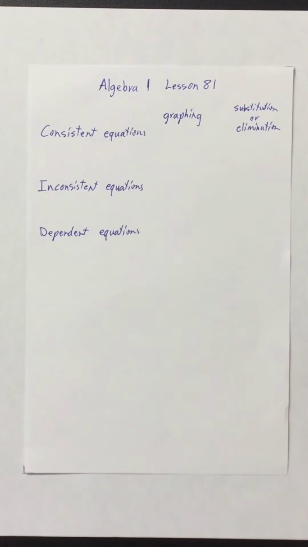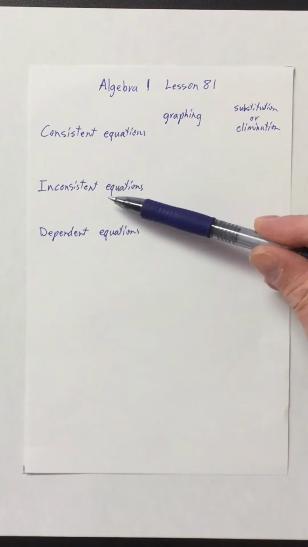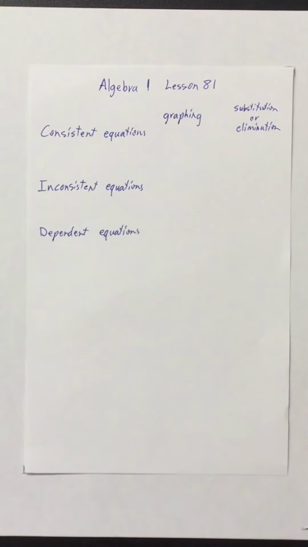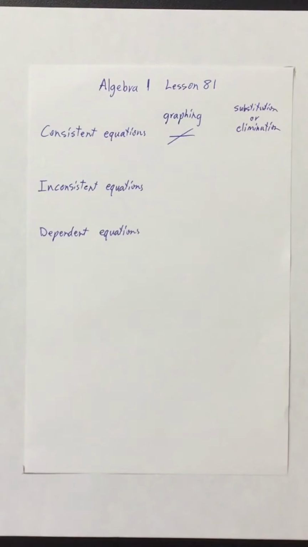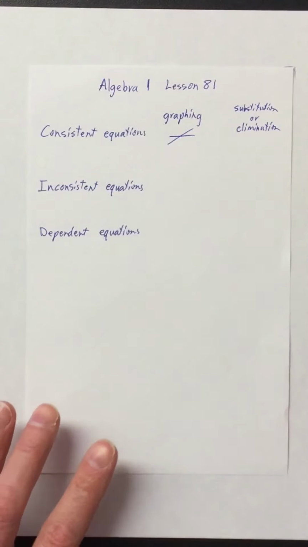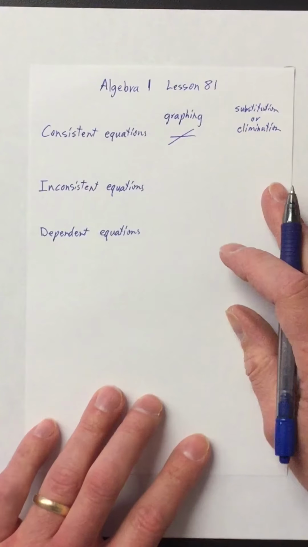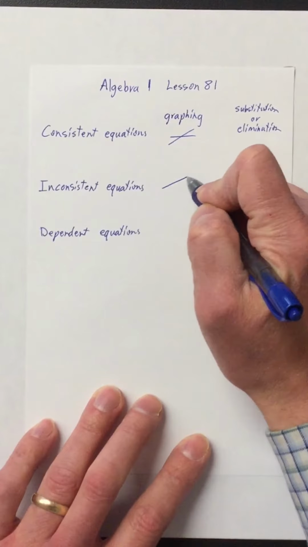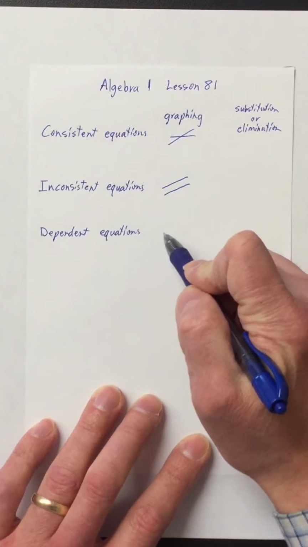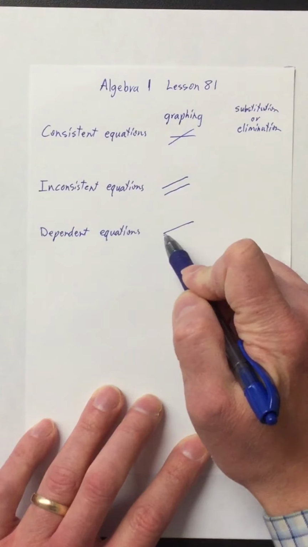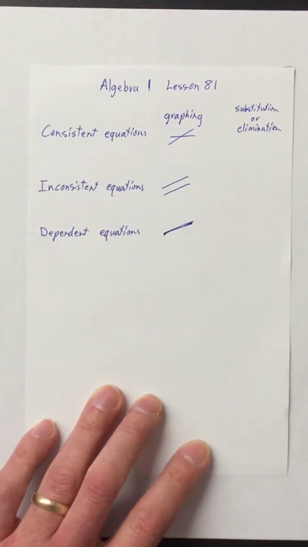This lesson introduces consistent equations, inconsistent equations, and dependent equations. We can find out which of the three they are by graphing. Consistent equations, when graphed, will produce two lines that cross each other. Inconsistent equations, when graphed, will produce lines that never cross and run parallel, and dependent equations, when graphed, will produce two lines that are directly on top of each other.